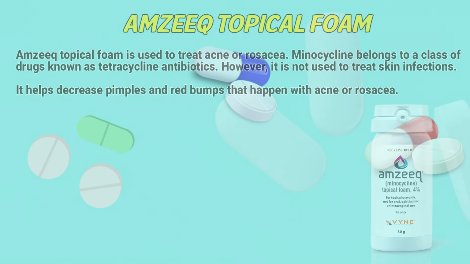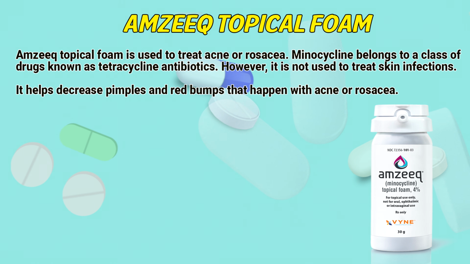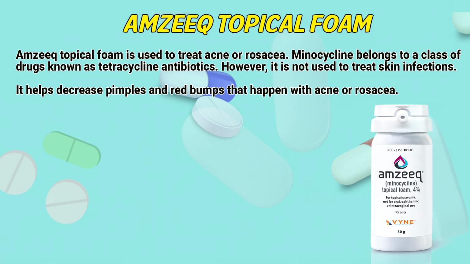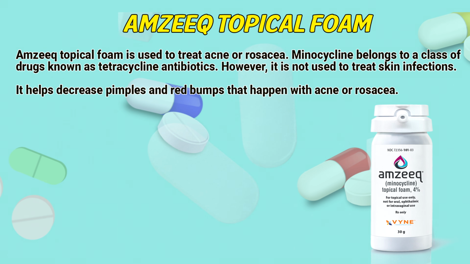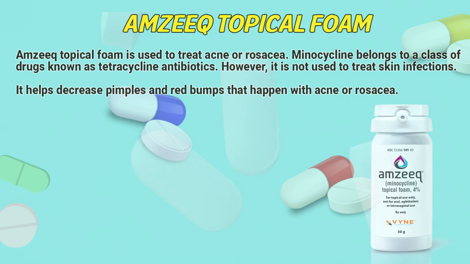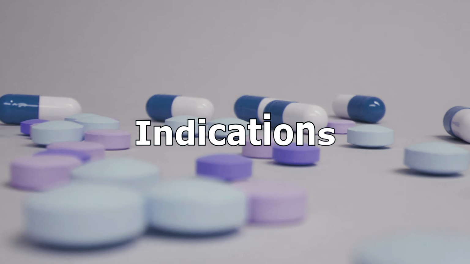Amzeeq topical form is used to treat acne or rosacea. Minocycline belongs to a class of drugs known as tetracycline antibiotics. However, it is not used to treat skin infections. It helps decrease pimples and red bumps that happen with acne or rosacea.